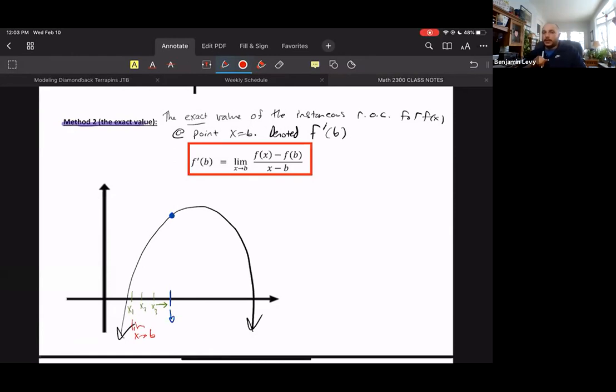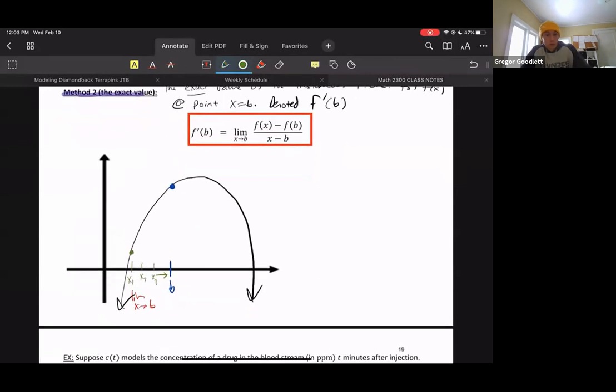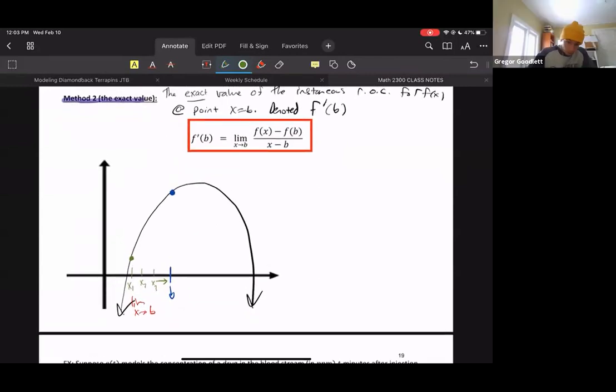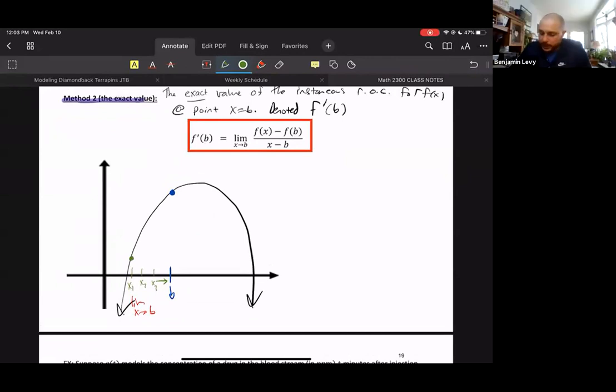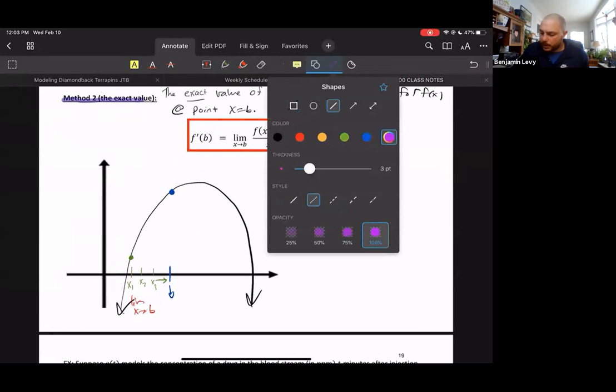And the idea is we want the slope at that point that I'm circling right now. We want the slope of that tangent line. And in order to get that, we do a bunch of average rates of change and allow them to get closer and closer to b. So like the first one. Could you scroll down just a little bit? Is that good? Yeah, that's good. So if x is far away from b, I do this with these dotted lines here.